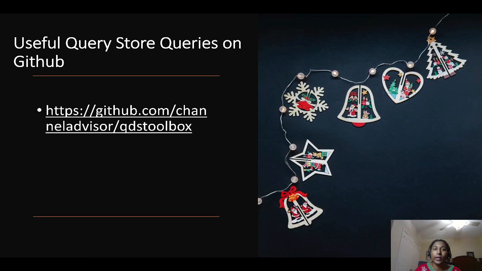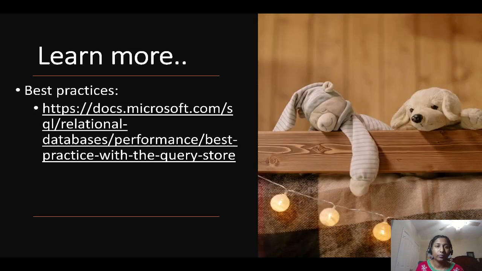To use the query store, there are certain queries that have been uploaded to GitHub by Channel Advisor, which are completely free, known as QDS Toolbox, which is query store toolbox. You have all of the query store views and the other queries that you can run on your query store enabled database to get all the useful information that you need.